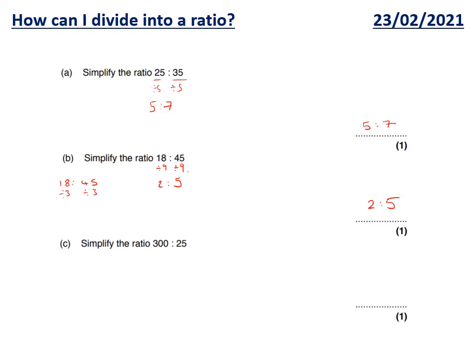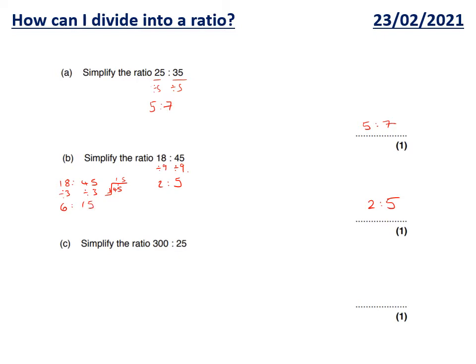How many 3s make 18? That's going to be 6. And how many 3s make 45? 45 divided by 3. Don't be afraid to show some working out. 1 three with 1 left over, and 5 threes, so that's 15. So 6 to 15 at the moment.